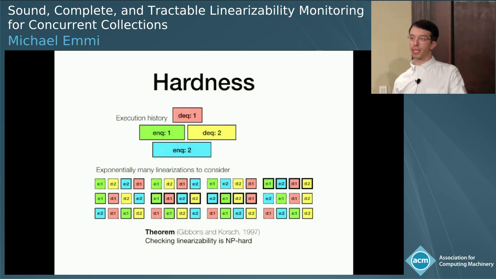And this number grows exponentially as I increase the number of operations, really limiting implementations to consider very small execution sequences. So it's not just intuitively hard. It's been known since 1997 that this problem is NP hard for arbitrary abstract data types.